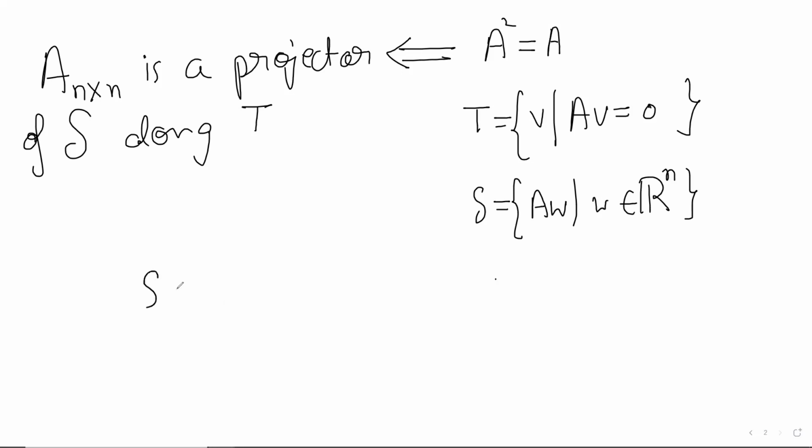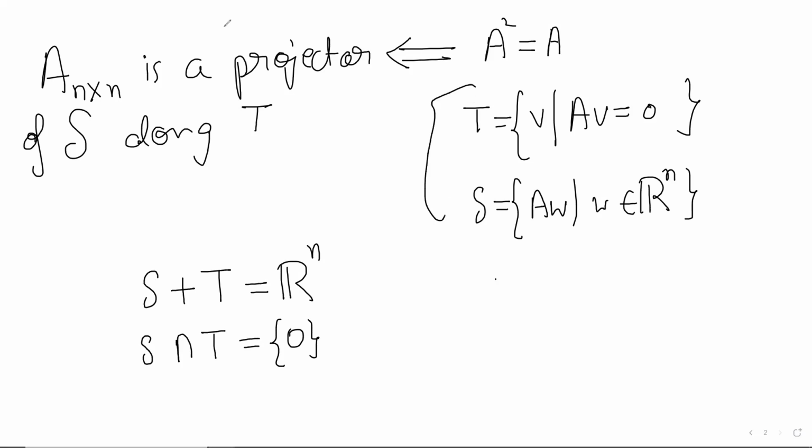Now, what you need to show is that S plus T is equal to all of it. And you need to show that S intersection T is equal to 0. So I'm just trying to say that this is the motivated thing. From what projections are, these are the two things. Now you see S plus T equal to Rn.